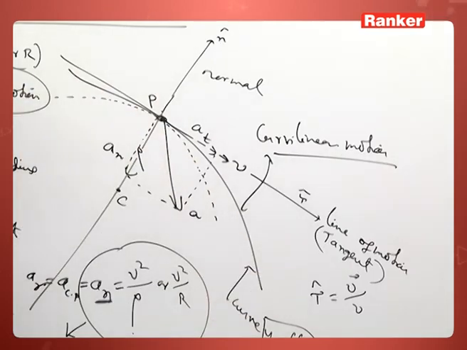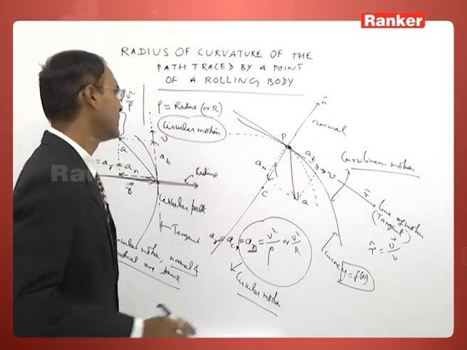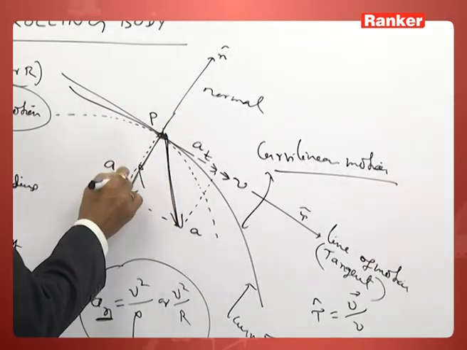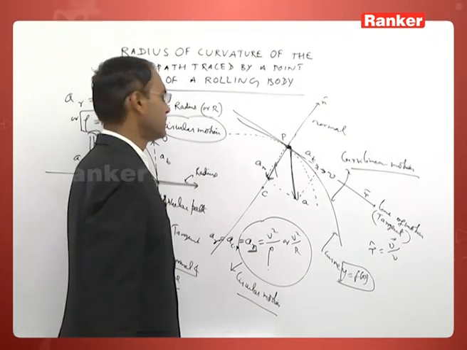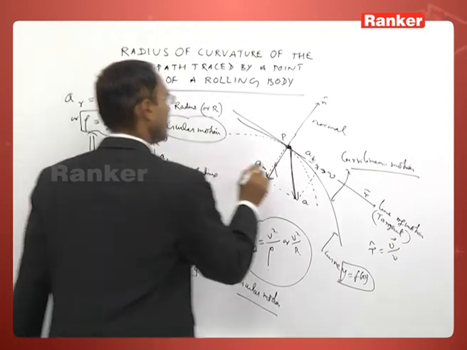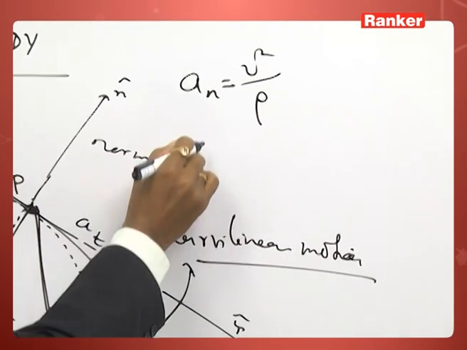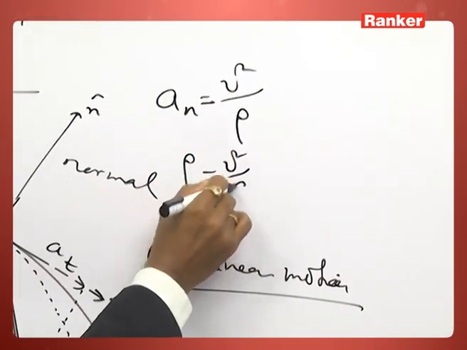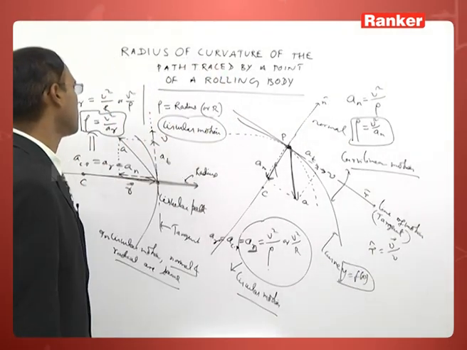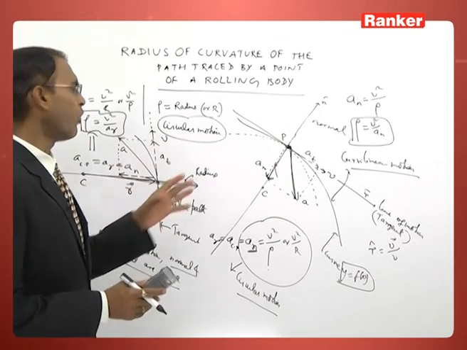In curvilinear motion in general, there is a tangent, there is a normal. The component of the acceleration along the normal is called normal acceleration, and that normal acceleration is equal to v square by rho. Rho is equal to v square by a_n. Rho is the radius of curvature. Let me write the formula of radius of curvature in a more straightforward way.